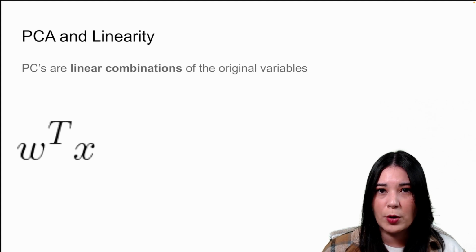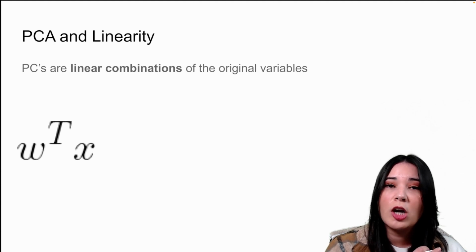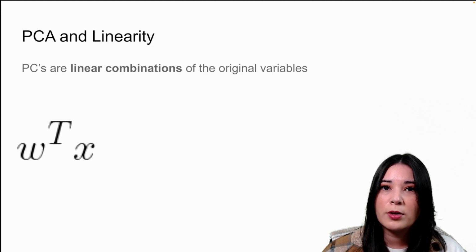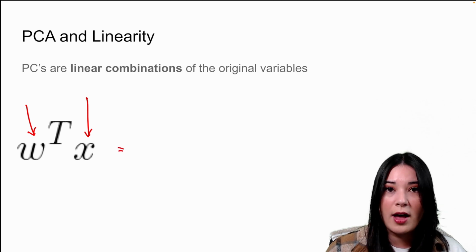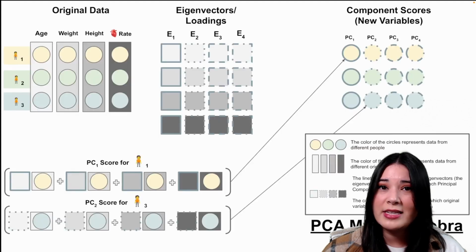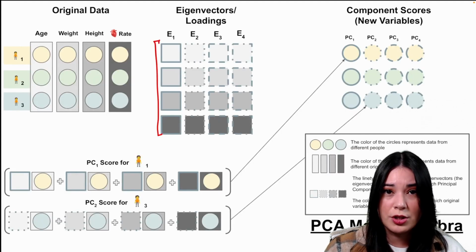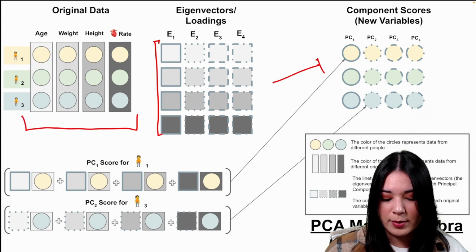Now, principal component analysis is linear. This is because all of the principal components that are created by PCA are linear combinations of the original variables. Remember, a linear combination is just where we take a bunch of weights, multiply them by some values, and then sum them all up. And that's exactly how all of your principal components are calculated. PCA uses something called eigendecomposition to figure out what weights we should use, then multiply them by our original variables to get out all of our principal components.